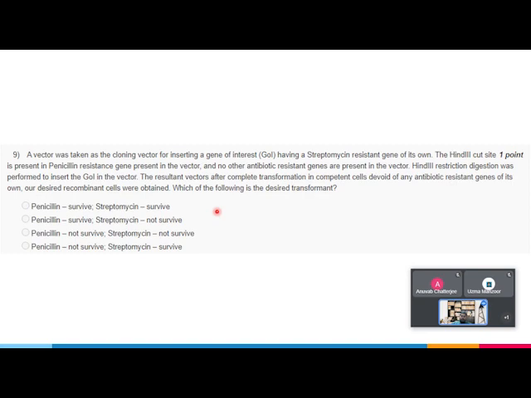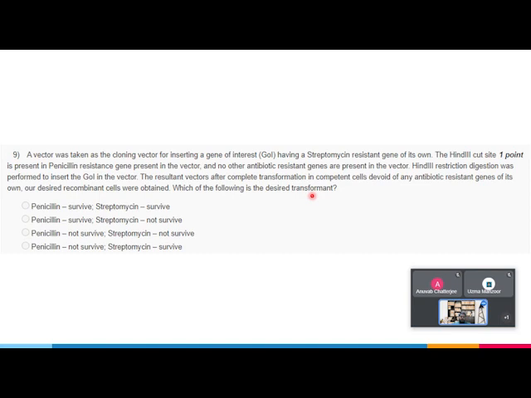Okay, so we go on to the next question, which is: a vector was taken as the cloning vector for inserting a gene of interest, GOI, having a streptomycin resistant gene of its own. The HindIII cut site is present in the penicillin resistant gene present in the vector, and no other antibiotic resistant genes are present in the vector. HindIII restriction digestion was performed to insert the gene of interest into the vector. The resultant vectors, after complete transformation in the competent cells devoid of any antibiotic resistant genes of their own, desired recombinant cells were obtained. Which of the following is the desired transformant?